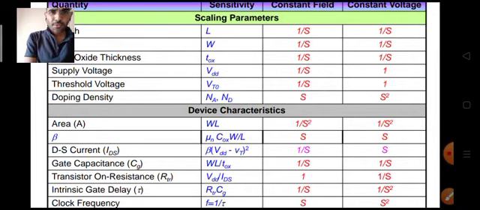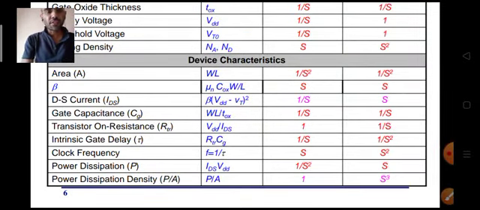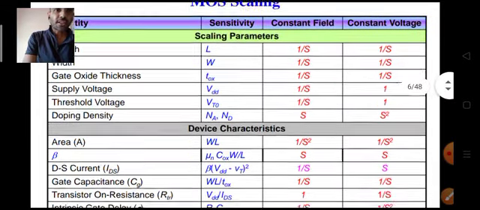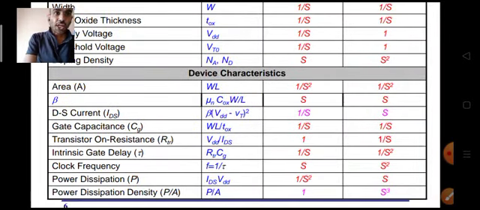Okay. So similarly, if you find the resistance of the device, the resistance of the device is nothing but voltage divided by current. And as voltage is also scaled by the factor of 1 by s, and the current also gets affected by 1 by s, so the transistor on resistance will be unaffected by constant field scaling, whereas it will change by the factor of 1 by s for constant voltage scaling, right?